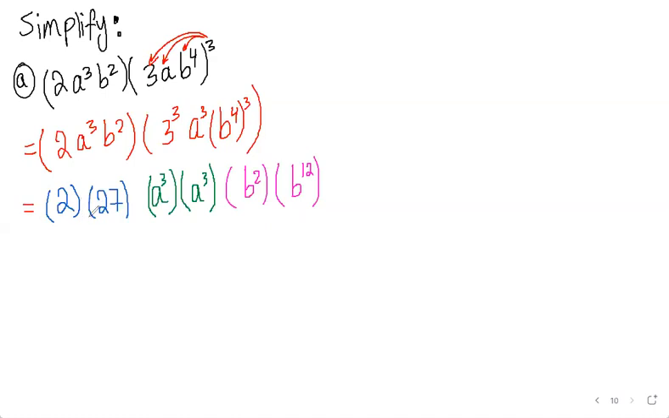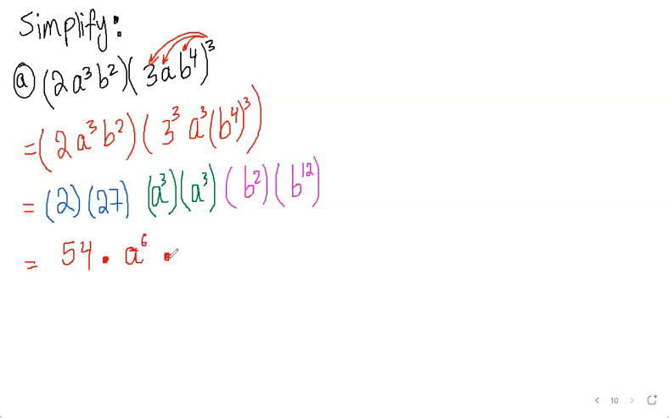Now let's simplify it more. I get here 2 times 27, which gives me 54. For the a's, because we have the same base, we just add the exponents. So what I get, a to the power what? Eric, that's correct. To the power 6, because 3 plus 3 gives me 6.